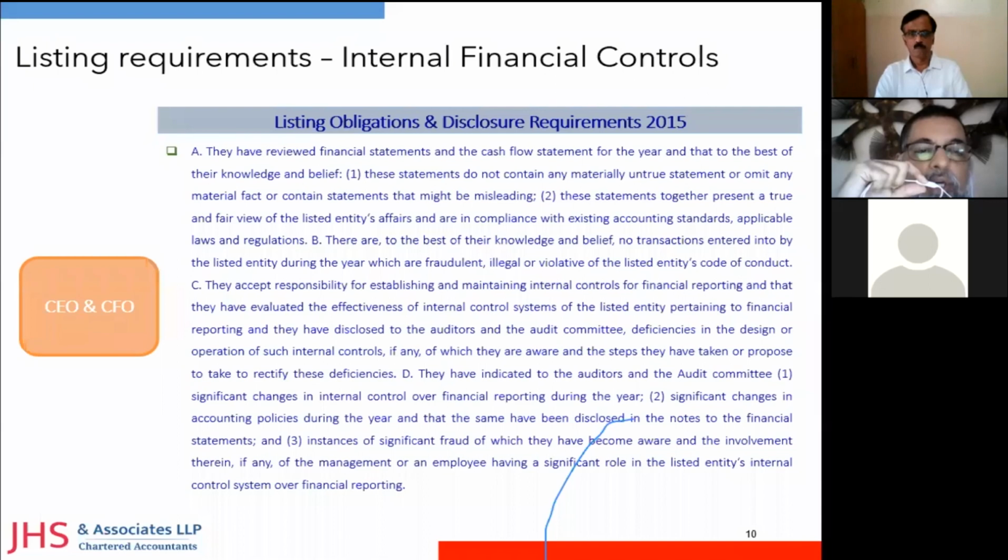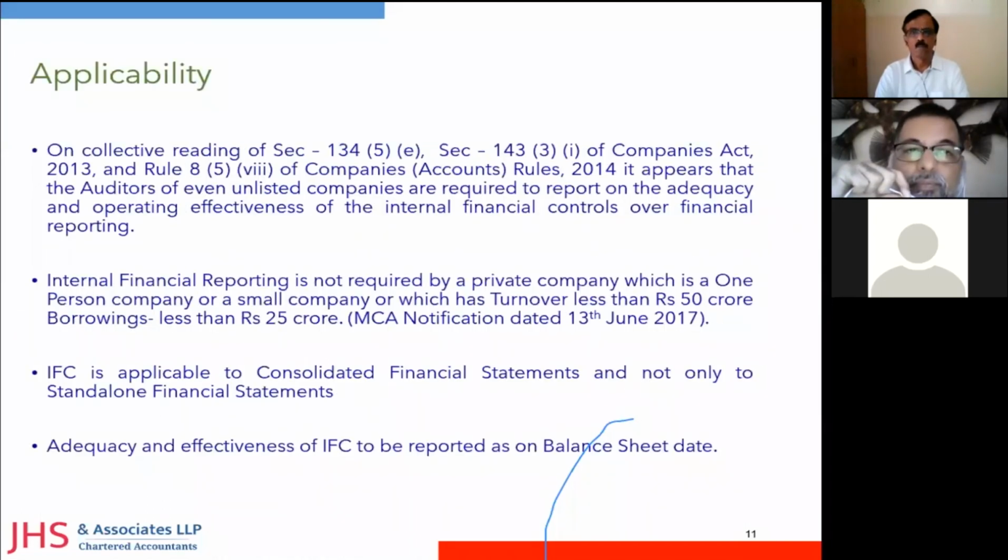The CEO and CFO's office have to give a certificate to this effect to the board of directors, which is also required under the listing criteria and the LODR requirements of 2015. One specific requirement here is that if there is any continuing control deficiency, the CEO and CFO's office have to flag that off to the board and to the shareholders.